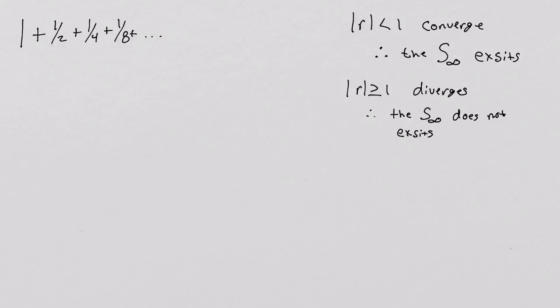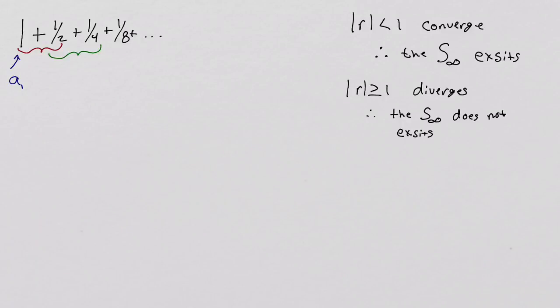First thing we need to do is identify my a sub 1. So my a sub 1 is still just my first term right here. Then I need to calculate my r. We're going to take two consecutive terms, like 1 and 1/2, 1/2 and 1/4. We're going to take the second term and divide it by the first term.